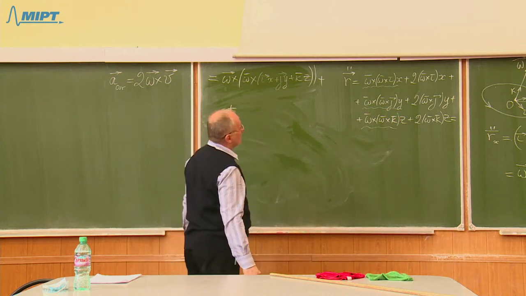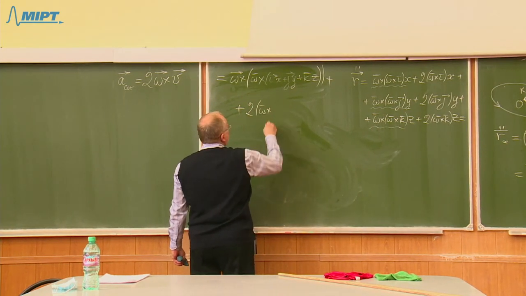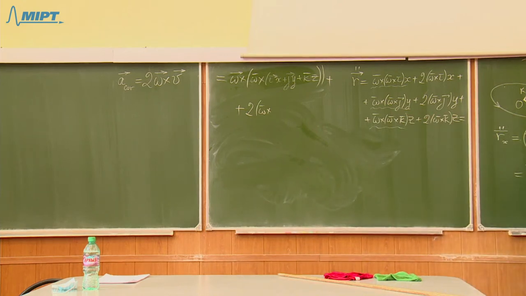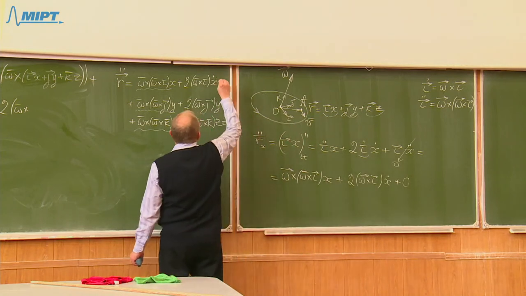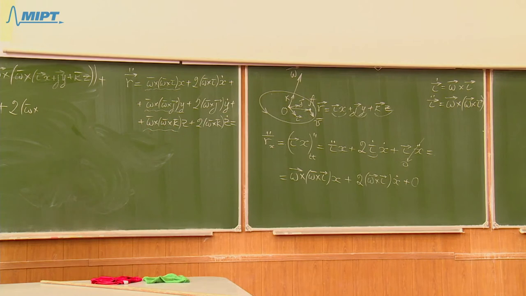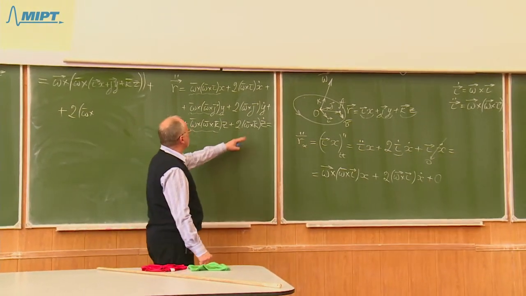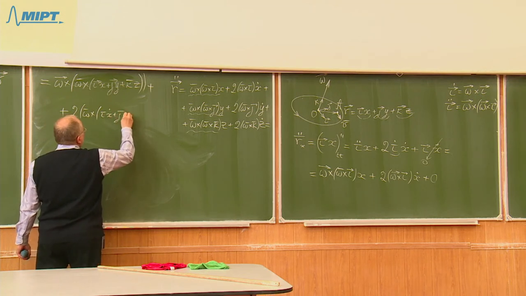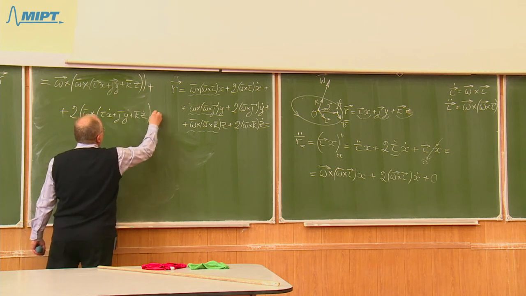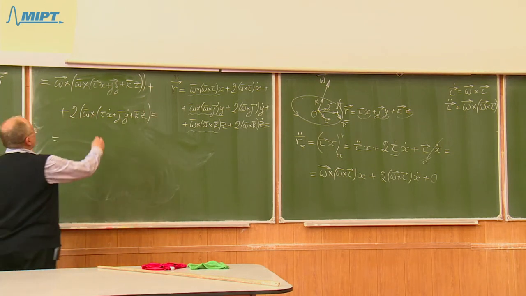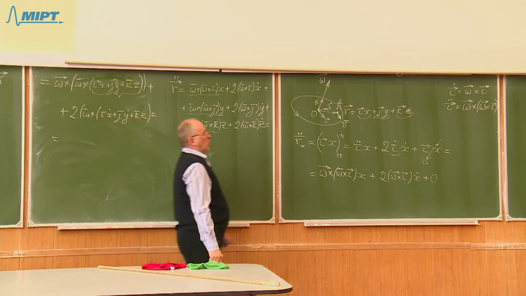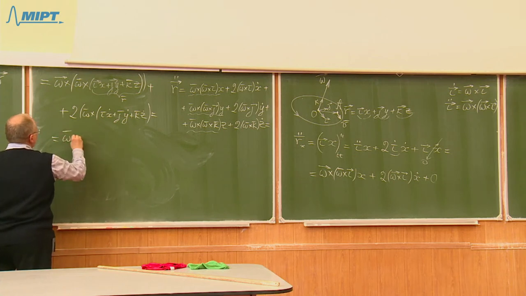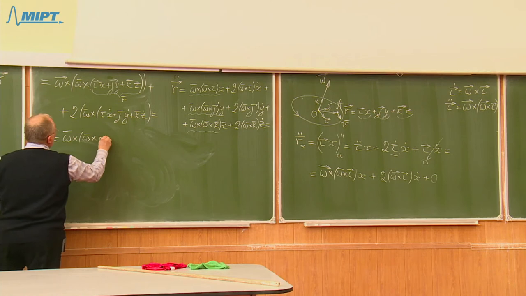And plus what will result from treating the remaining terms here, that will be 2 omega times what? Sorry, I have forgotten that here is the dot, x dot. Certainly, I have forgotten about it. Here is dot everywhere, certainly. So when I treat the remaining terms here, I will obtain 2 omega vector product by i x dot plus j y dot plus k z dot. What is here in these round brackets? Obviously vector r. So the first term here gives us the vector product omega times omega vector product r.